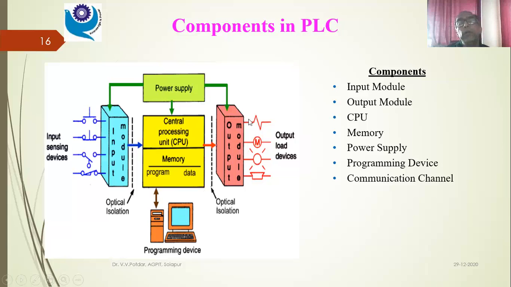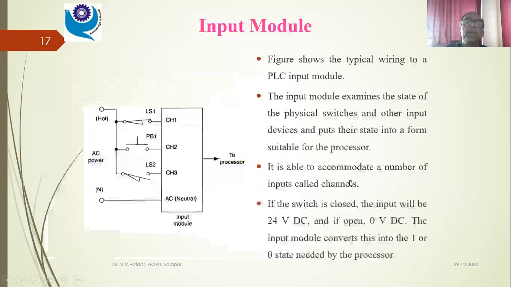And then the output module will actuate either a solenoid or a motor or a lamp, whatever my output load devices are. So these are the basic components: input module, output module, CPU, memory, power supply, programming devices, and communication channel. The input module has a number of channels. Different PLCs will have different numbers of input channels. I can have 4 input and 4 output channels in a particular brand of Siemens PLC. Allen Bradley also manufactures PLCs. So different manufacturers provide a different variety of PLCs.